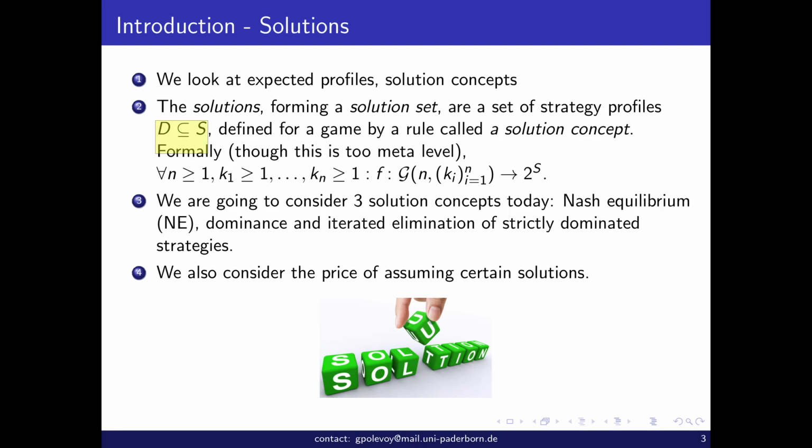So see, 2 to the power of S is the set of all the subsets of S. It's the power set of S. So the function gets an element in the set of subsets, that is, it returns a subset of S. And as I said, in general, a solution concept for a given game may return the empty subset. In other words, it may claim that for this game, according to that concept, there is no stable state. It can also return the whole S as a subset. It can claim that all the profiles are stable.